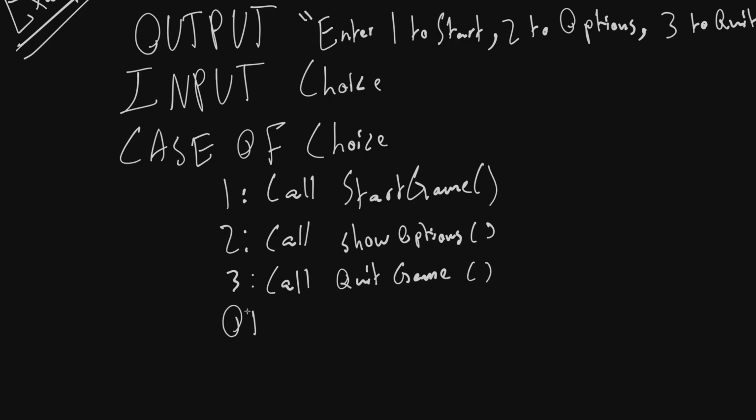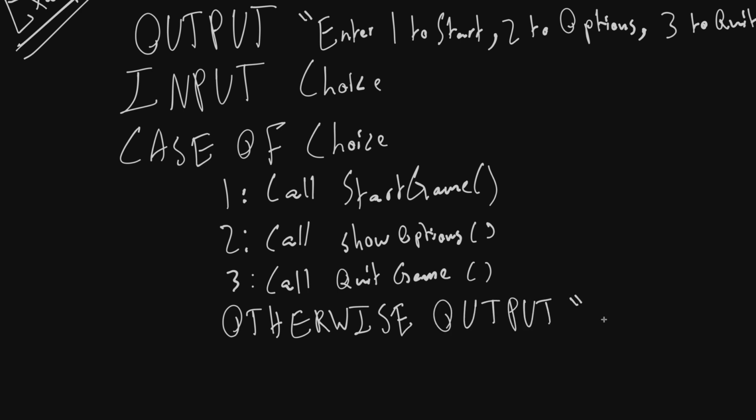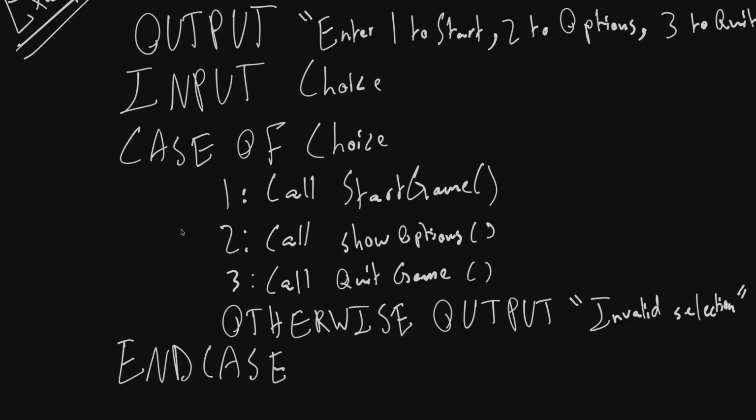And in the case that the value of choice was 3, we're calling the function quitGame. In case choice was not 1 or 2 or 3, we're outputting invalid selection. And then we're going to end case. And this is an example of the correct syntax for the case statement in IGCSE Computer Science.